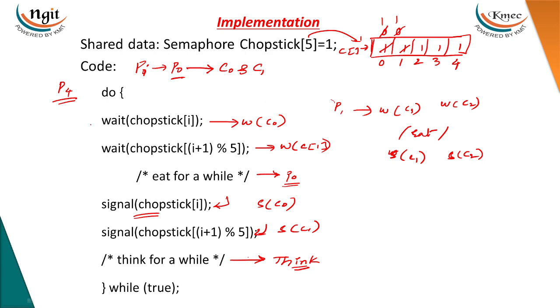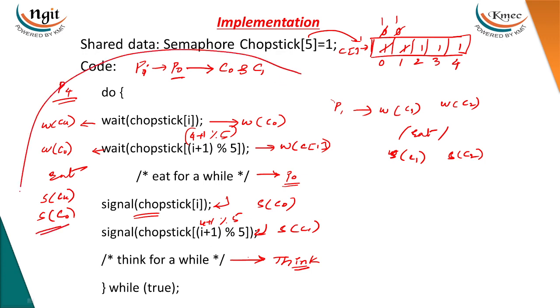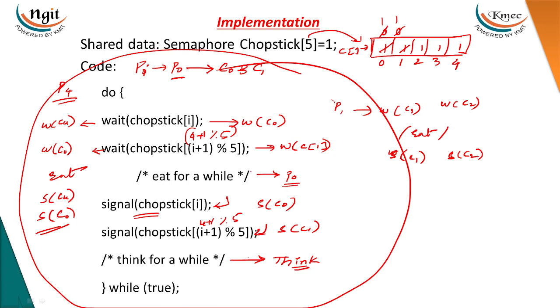P4 needs chopstick 4, so it waits on C4 as well as chopstick 0. The code here is (4 plus 1) modulo 5, which is 0. Okay, so that's how it will get C0. Then he will eat, and again release signal of C4 as well as signal of (4 plus 1) modulo 5, so it will be C0. So this code looks sufficient for the above dining philosopher.